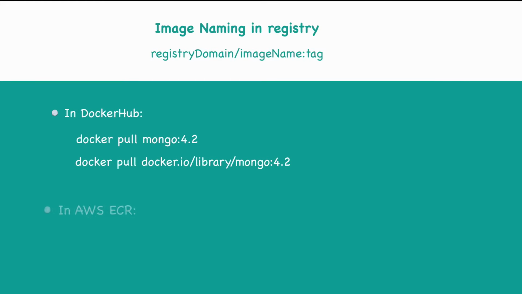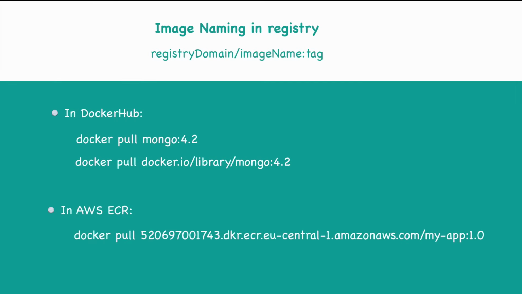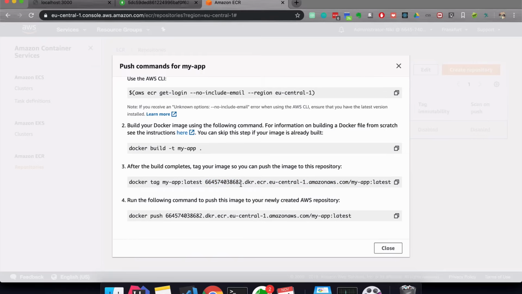So in our case, in AWS ECR, what we are going to do is execute docker pull with the full registry domain of the repository. This is what we're going to see here, and a tag. And this is how AWS generates the Docker registry name. That's why we see this long image name with the tag here. And we have to tag our image like this.